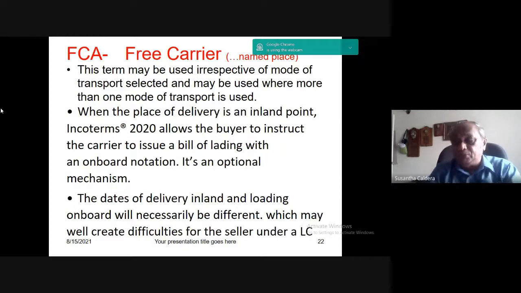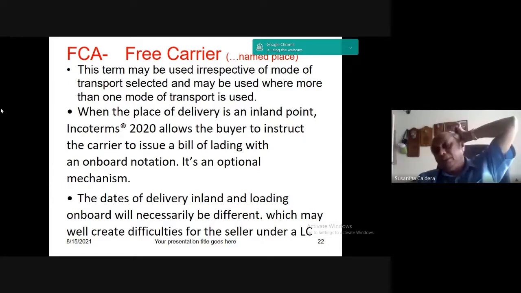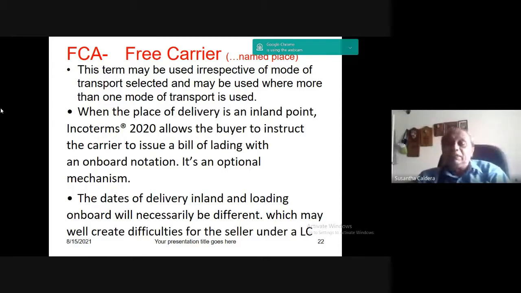The dates of delivery, for example: from Polgahawela we have loaded on the 1st of August and sent the goods in the container to the container yard at Orugodawatta on the 2nd of August morning, within a few hours. Then, by the time we get a container ship and load it, it will be the 20th of August. So there's a big difference between the 1st and 20th, which may create a difficulty for the seller under the LC.